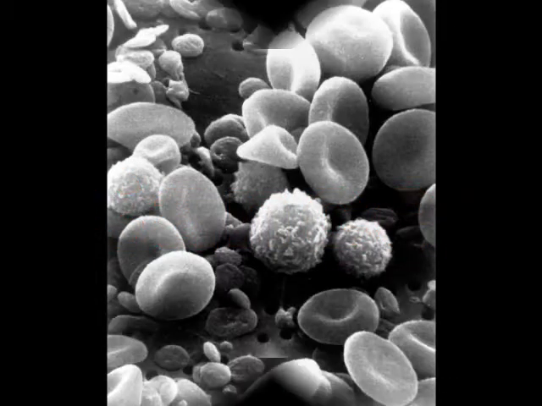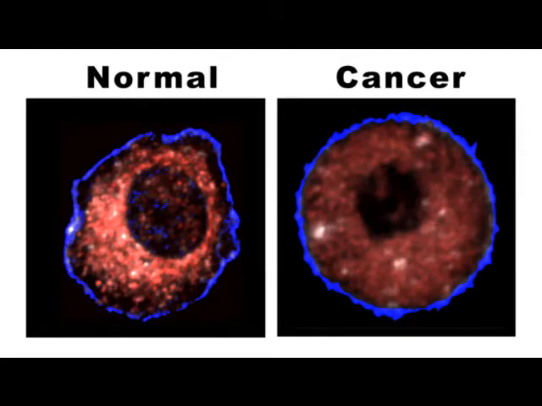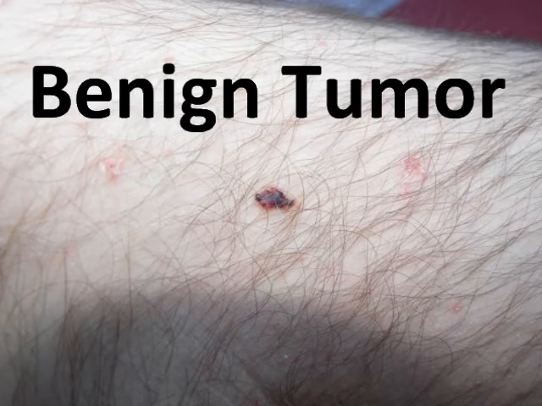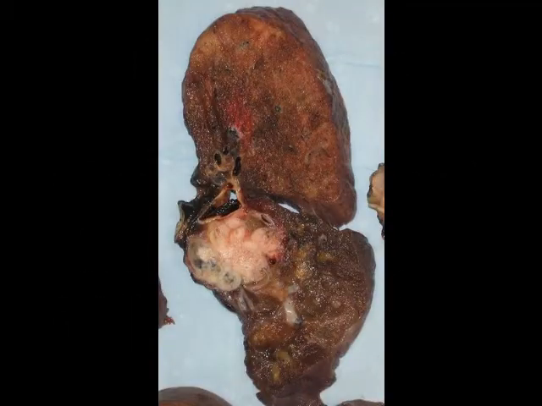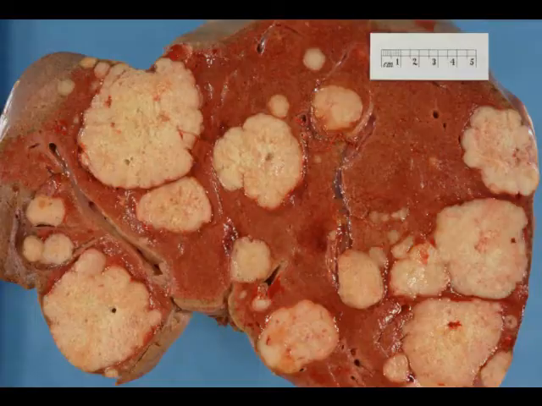Cancer is a class of disease that is characterized by uncontrolled cell growth and multiplication. Cancer can be classified as benign or malignant. Benign tumors are usually stationary and have not undergone metastasis, or the spreading from one area of the body to another. Malignant cancer is deadly and has often undergone metastasis.